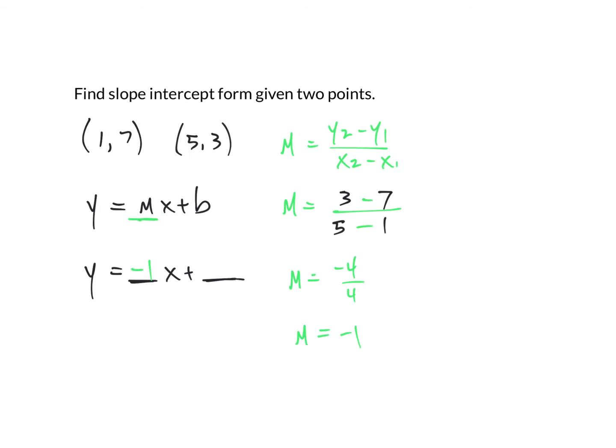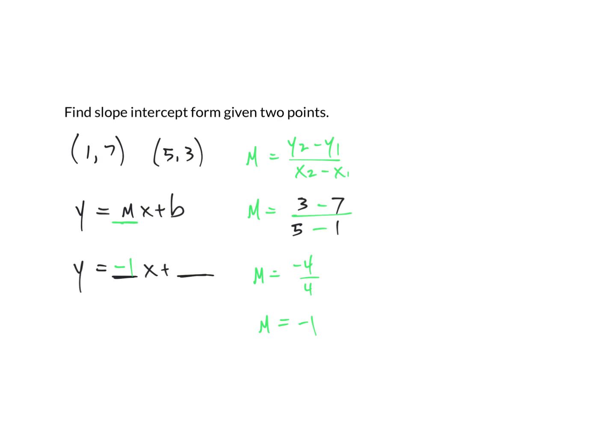Now finding b is a little bit more tricky. Here's what we're going to do. We are going to take the equation we have so far, which is y is equal to negative 1x plus b. I got that negative 1 from just finding the slope. And what we want to do is we want to solve for b, but we can't solve for b as is because we have y and x values that we don't know. But here's what we can do. We are going to take one of our points. I'm going to use (1, 7). And we are going to plug that in for the x and the y. Let's go ahead and do that.